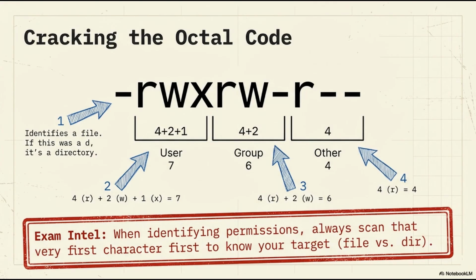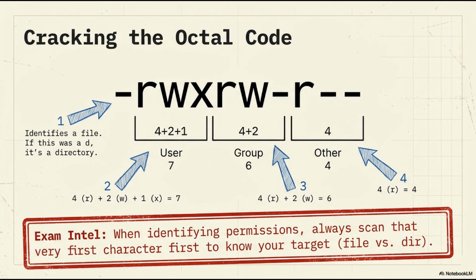So first, we scan the very first character independently. A hyphen means it's a file, and a D means it's a directory. Right, so we instantly know this is a file. Next, you chop the remaining 9 characters into blocks of 3. User, group, and other. Let's walk through the math. Block 1 is RWX, that's 4 plus 2 plus 1, which equals 7.